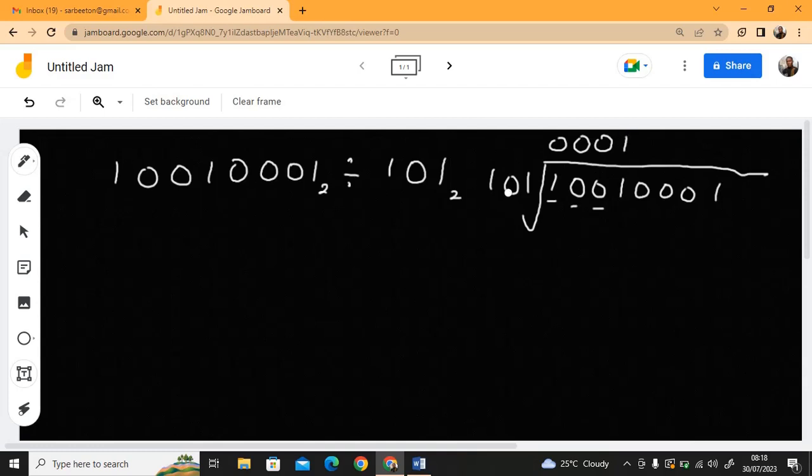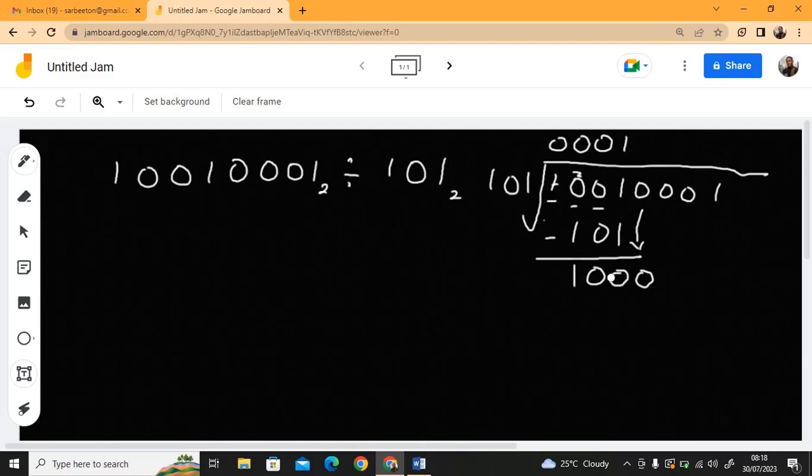So 1001 times 1, and 101 times 1 is going to give me 101. So I'm going to subtract there. Now 1 minus 1 is 0. 0 minus 0 is 0. No, you have to borrow 1 from here, it becomes 2. 2 minus 1 is 1. The next thing, I'll bring this one down. That's the first thing you have to do.